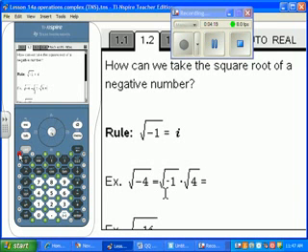Right? What's the square root of -1? i. What's the square root of 4? 2. So what's my answer? 2. How am I going to say it? 2i. How do you feel about that? Decent? Okay.